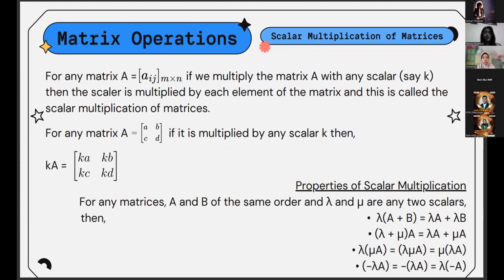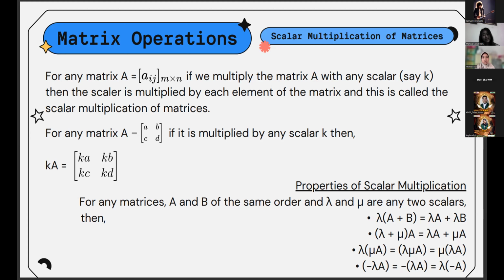The next one is scalar multiplication of matrices. For any matrix A of order M by N, if we multiply the matrix A with any scalar, say K, then the scalar is multiplied by each element of the matrix, and this is called the scalar multiplication of matrices. For any matrix [A, B, C, D], if it is multiplied by any scalar K, then we get K multiplied by A, K multiplied by B, K multiplied by C, K multiplied by D.